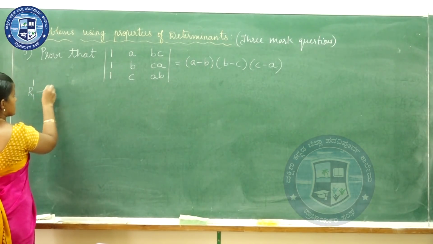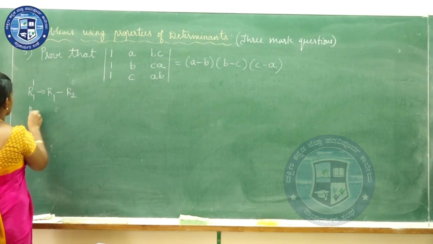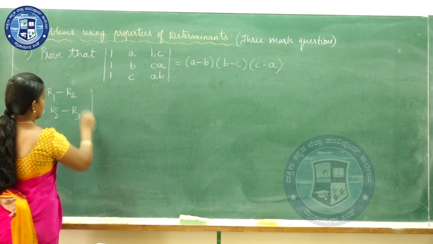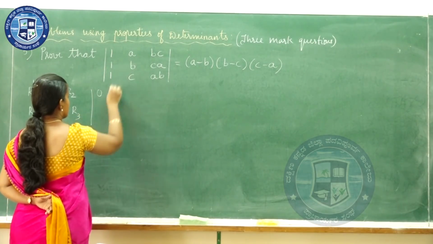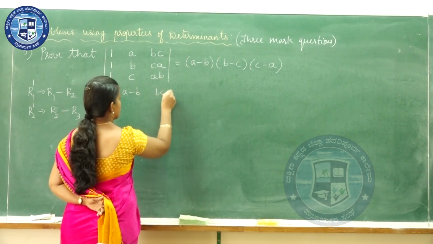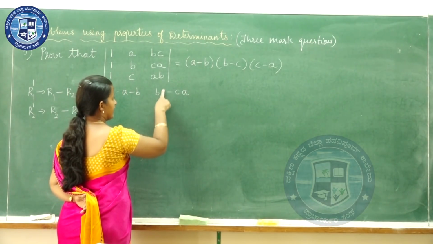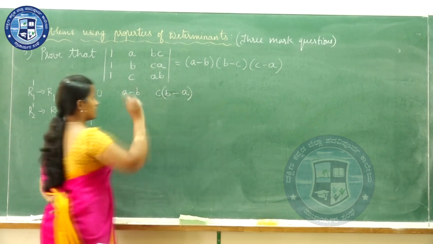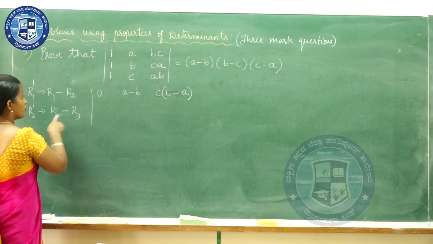So R1 is replaced with R1 minus R2 and R2 is replaced with R2 minus R3. So let us proceed. 1 minus 1 is 0, a minus b, then you have bc minus ca. If you observe here c is common, take it out. So what you will get is b minus a. Okay. So next R2 replaced with R2 minus R3.